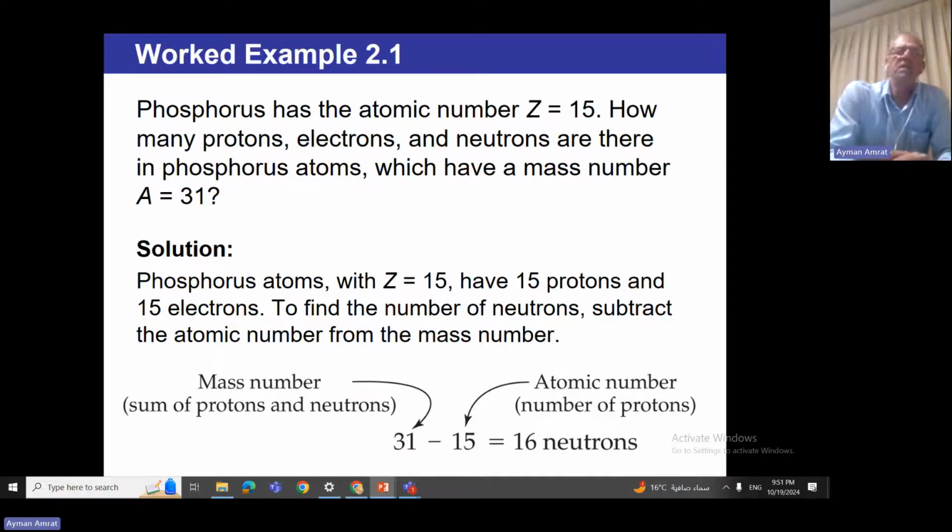Mass number of phosphorus A equal 31. To calculate the number of neutrons, you should subtract the 31 mass number by the 15 atomic number. The difference between these quantities is the number of neutrons. 31 minus 15 equals 16 neutrons. So you can identify this atom by counting the number of protons, electrons, and neutrons.